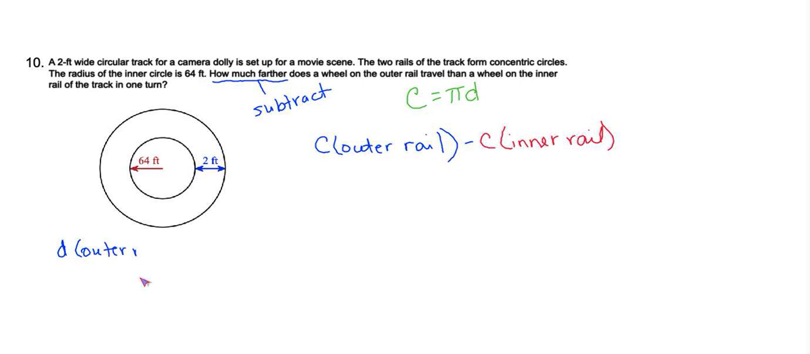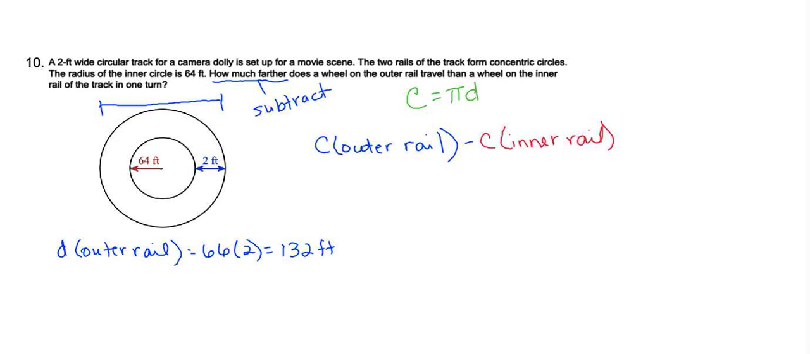Okay, the diameter of the outer rail is going to be, well, if it's 64 feet from the center to the inside of that outer rail, then we're going to add another 2 feet. So if the radius is 66, then we're going to have to multiply the radius times 2 to get the diameter. So the diameter of the outside one is 132 feet. Okay, that's in blue, so that's all the way across. That's 132. Now, what about the inner rail?